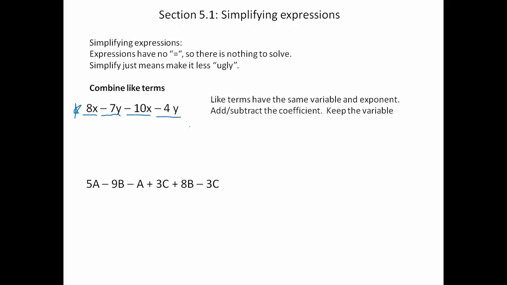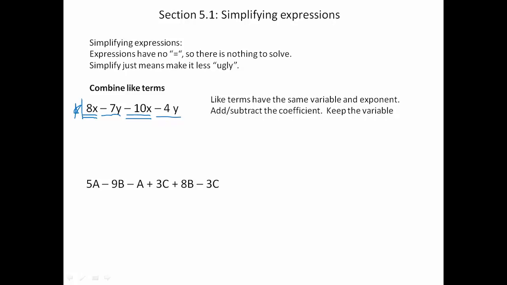If they do have the same variable and exponents, you can add or subtract the coefficients, those numbers in front, and keep the variable the same. So let's see if we can find some like terms in this first example. Well, take a look at that 8x. I'm going to underline that one twice, and I see another variable x here. So the negative 10x is a like term. You'll notice that the sign to the left of the 10, that negative sign, belongs to the 10.